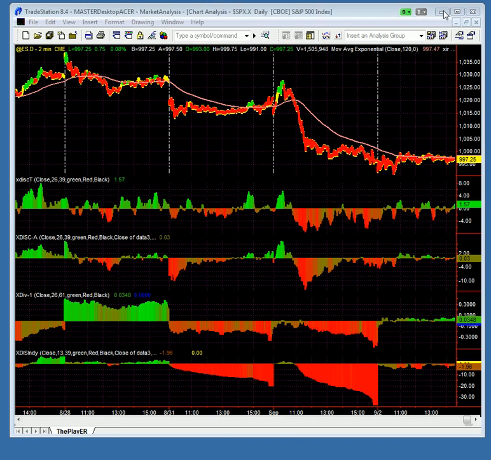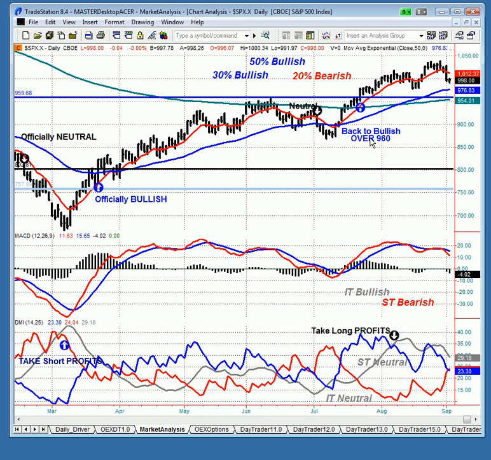On the daily chart, we do still remain officially bullish as we moved back to bullish over 960 following a neutrality stance around 930, following a switch to bullish around 800. So a 130 point gain there, essentially scratched there. We're sitting on another 30 or 40 points now. So about a 150 or so point gain from a discretionary bias since March.